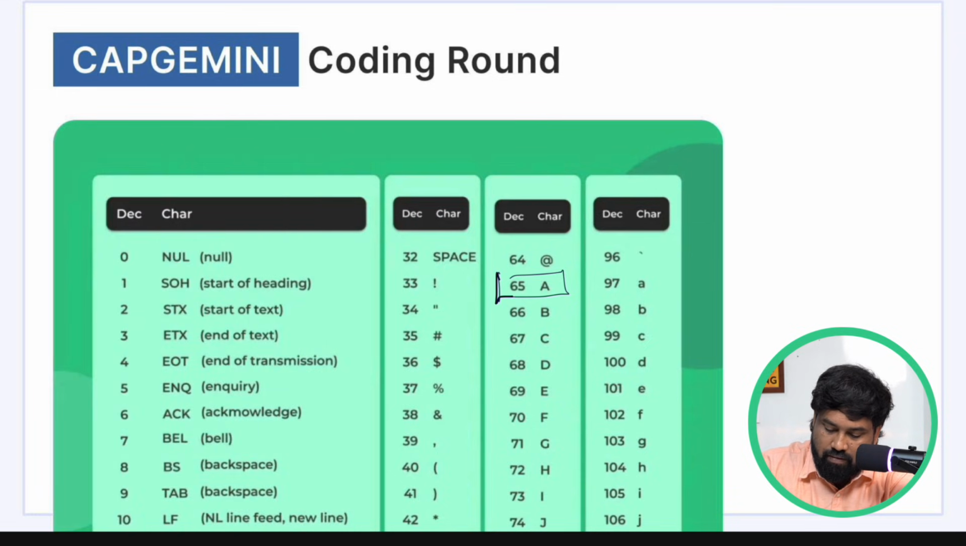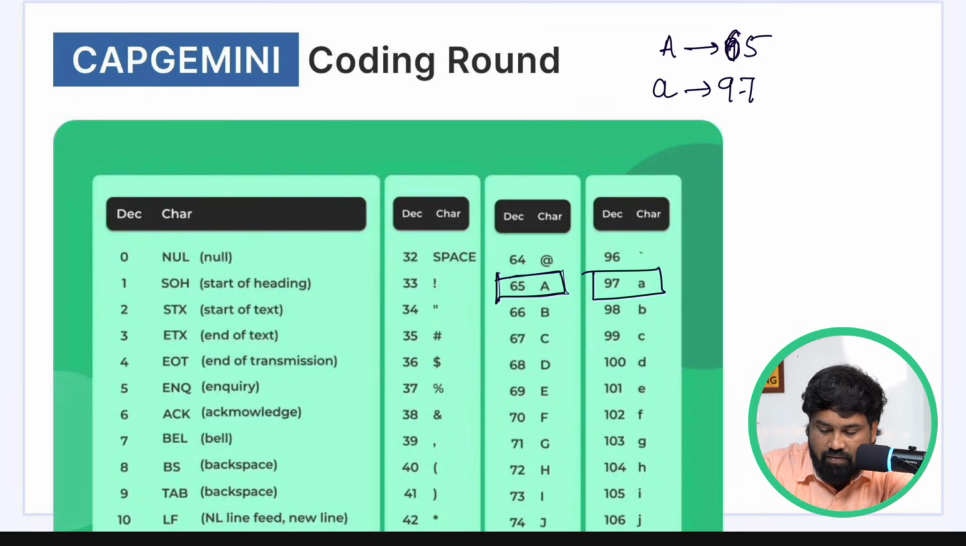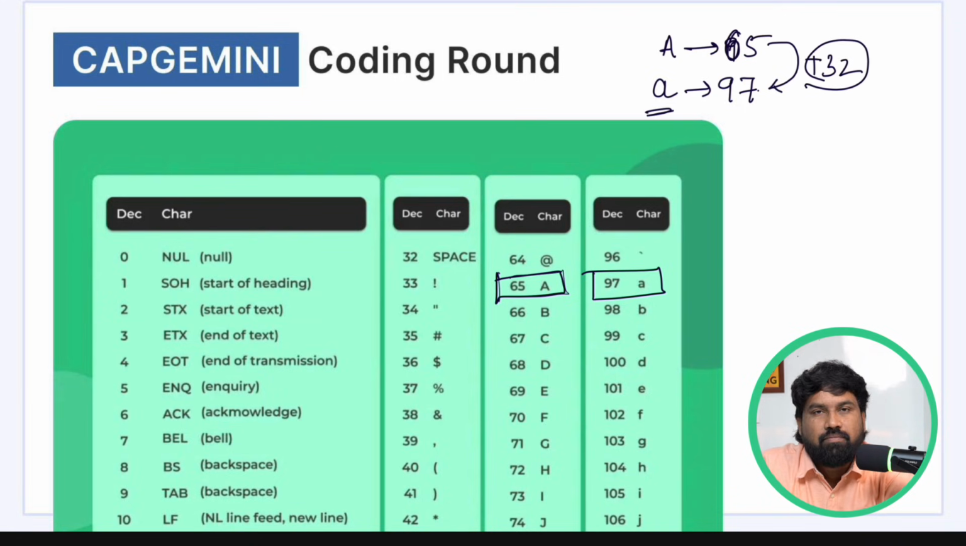So just look at here. I am writing capital A is 65 and small a is 97. If I want to convert capital A to small a, what do I need to do? If I add 32, it will become small a, right? And if I subtract 32 from small a, it will convert into capital A.